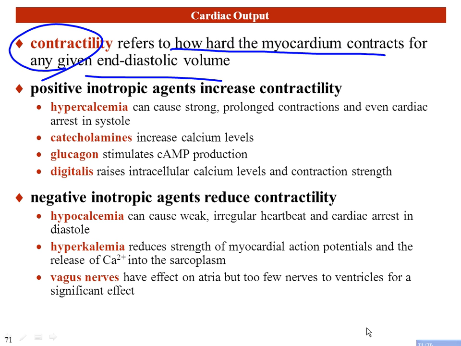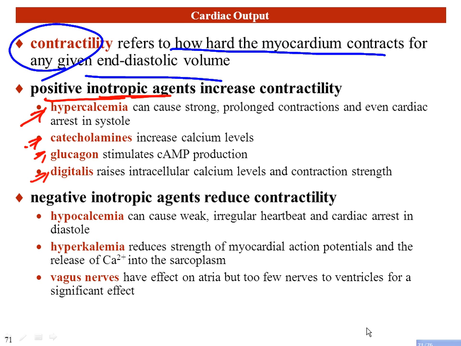First of all, anytime we're talking about anything that influences contractility, we're talking about inotropic agents. Okay, chronotropic is heart rate. Okay, inotropic is contraction strength. So you have positive inotropic agents. They all increase contractility: hypercalcemia, catecholamines, okay, glucagon.